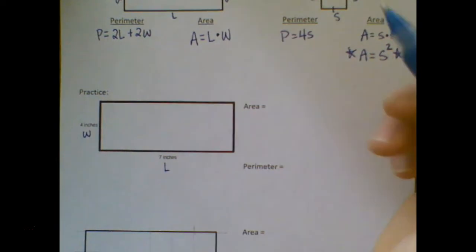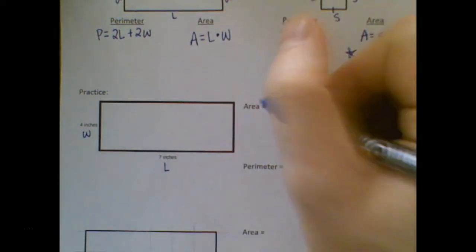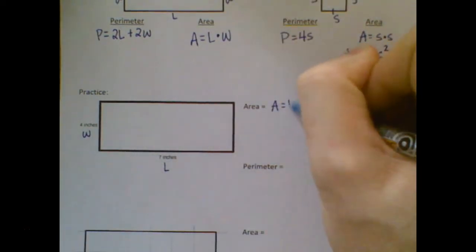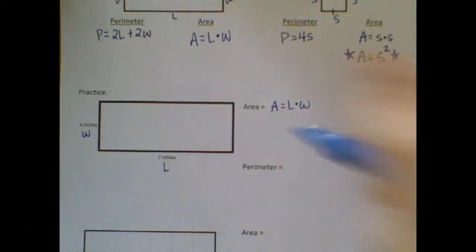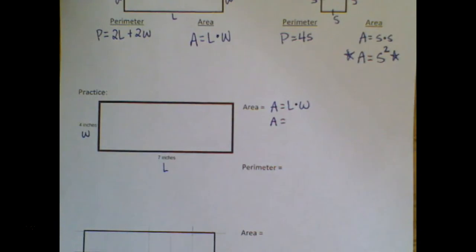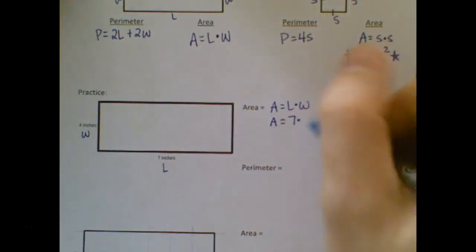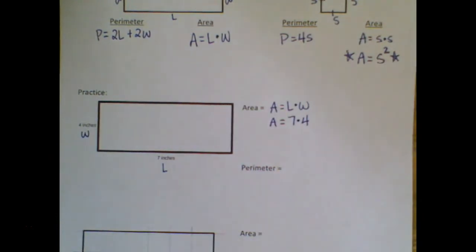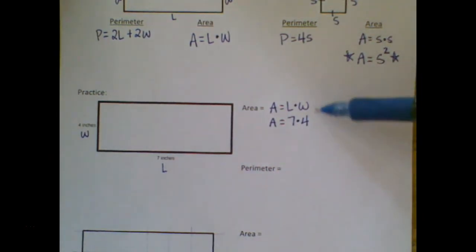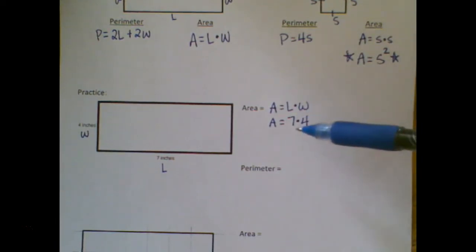Okay, our area formula for a rectangle is area equals length times width. And then, after using the formula, we plug in the values. So length is 7, width is 4. You may be thinking, oh, I'll just skip this step, or even skip this and just put the answer. Take the time and do this.